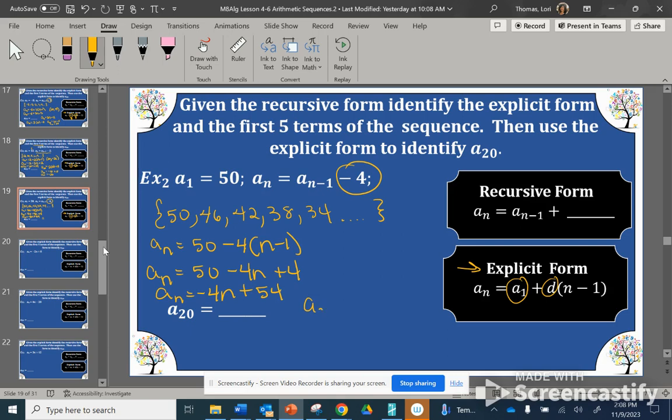Let's find the 20th term. Now we can find any term. It could be the 50th, the 100th. It doesn't matter. You pick a number and you can plug it in to see what the term would be. So -4 times 20 is -80 plus 54, so we're going to get a negative 26, it looks like. So 20 comma negative 26 would be an ordered pair.